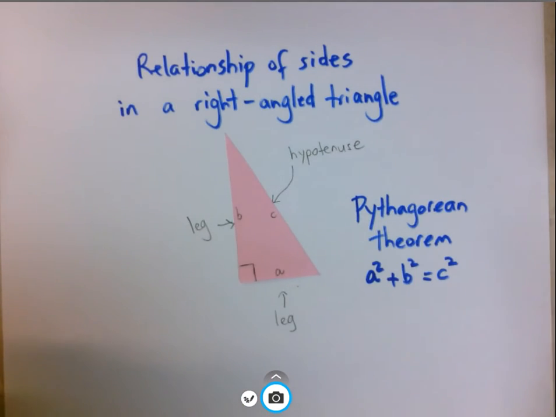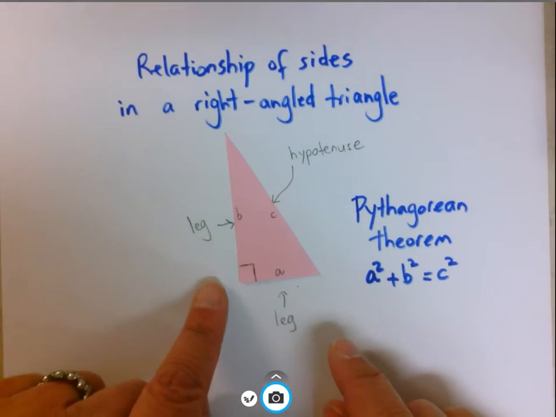Now, the Pythagorean theorem is named after a Greek philosopher and mathematician named Pythagoras, but actually it was known for hundreds of years prior to Pythagoras. The Babylonians used it for construction. The Indians knew of it, and the Chinese knew of it. So it was actually around long before Pythagoras made it famous. But it is named after Pythagoras.